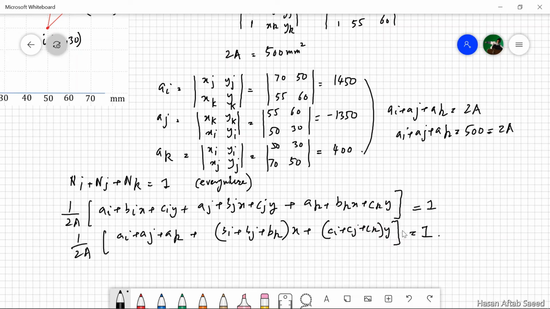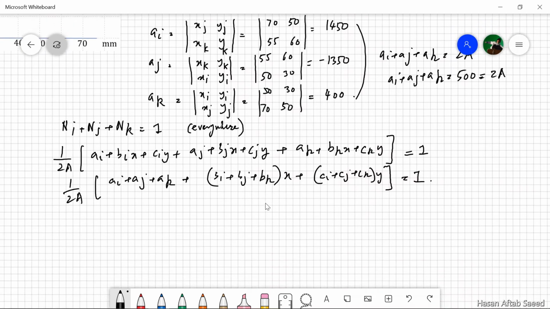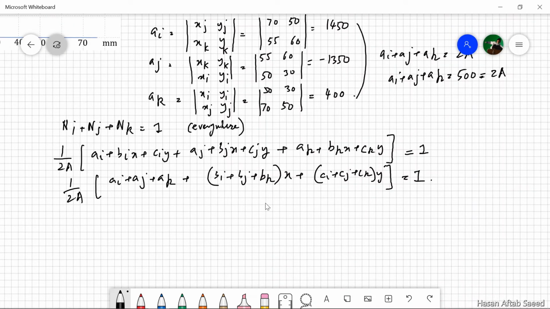Now, because there are variables X and Y here, they have to become 0 for this left hand side to become a constant. 1 is a constant. So this means that Bi plus Bj plus Bk must add up to 0. In that case, X will disappear.